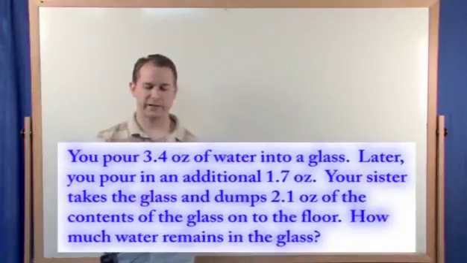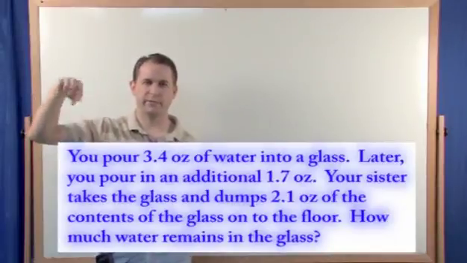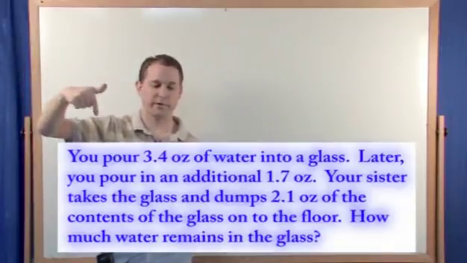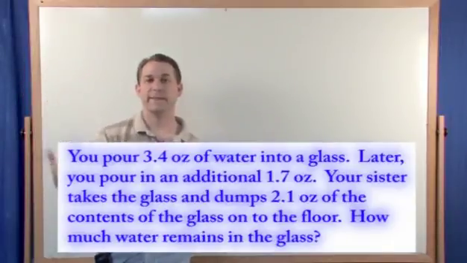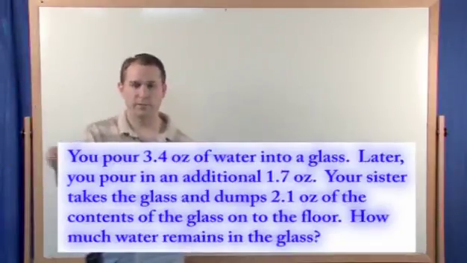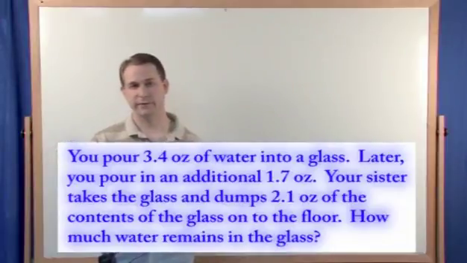Let's read it one more time because there's, again, 3 numbers here, so we need to make sure we understand. You have a glass, we pour some amount of water into it, 3.4 ounces into the glass, and then someone else later pours more water into it, 1.7 ounces, and then, so now we have some water in this glass, and then somebody comes along and pours out some water, 2.1 ounces onto the floor, and how much is left? That's what we have to do.